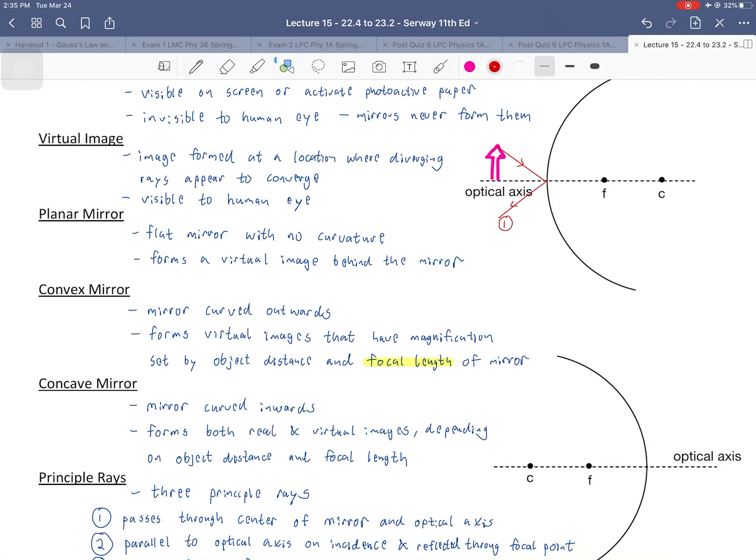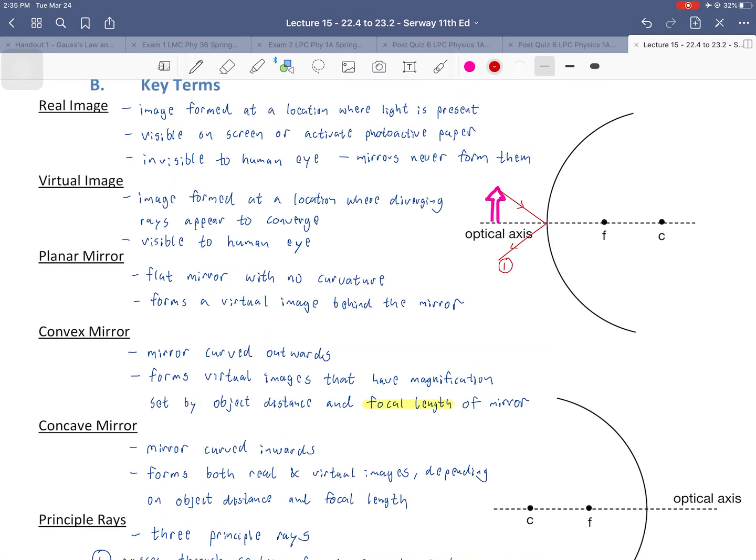Okay, now let's draw the second one. The second one is the one that needs to be parallel to the optical axis upon incidence, and then it's reflected through the focal point. Now, however, for convex mirrors, we see the focal point is behind the mirror. So it only is going to be a continuation of the ray that is reflected to the focal point. So it'll look like this. So first of all, parallel to the optical axis. Then let's think about what's going on. Now it's going to get reflected like this.